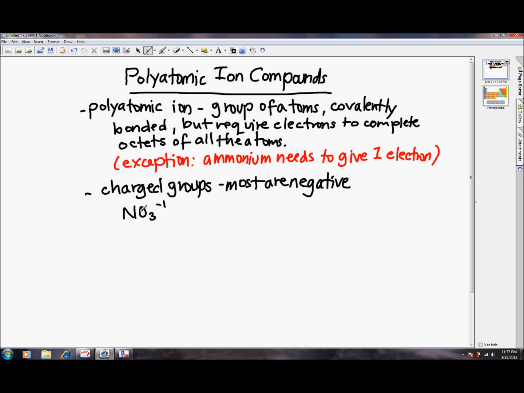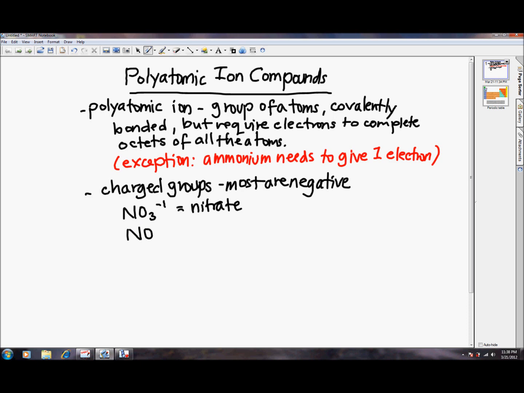For example, this group, which is 1 nitrogen and 3 oxygens bonded together, has an oxidation state of -1, meaning it needs to take 1 additional electron. Now, the names of the polyatomic ions are usually based upon the first element that you'll see in the polyatomic ion. In this case, the name is based on the nitrogen, and the name for this group is called nitrate.